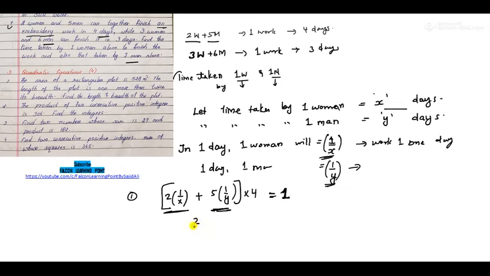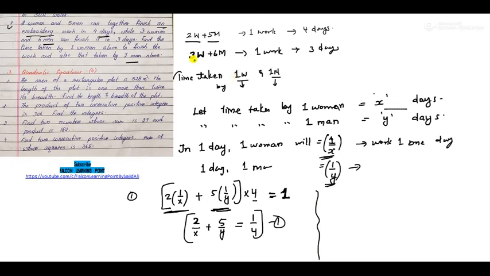Now this can be written as 2 by x, the work done by 2 women in one day, plus 5 by y, the work done by 5 men in one day. Now if you multiply by 4, this becomes the work done in 4 days, equal to 1. I will transfer the 4 to the right side, so this becomes our equation number 1. I hope you have understood.